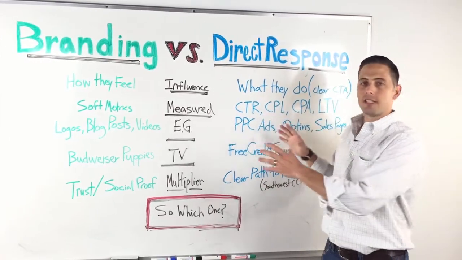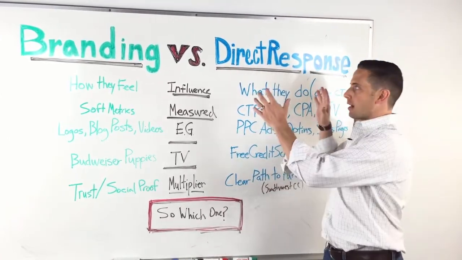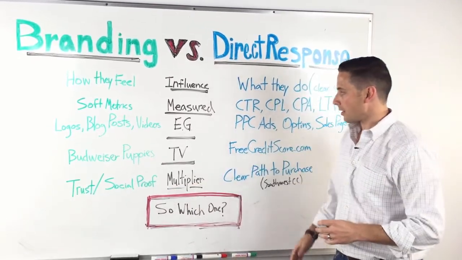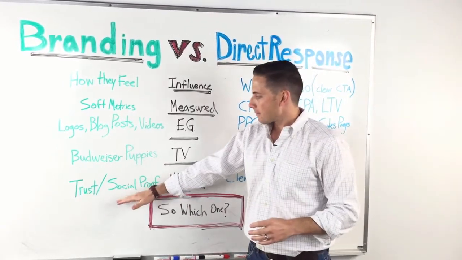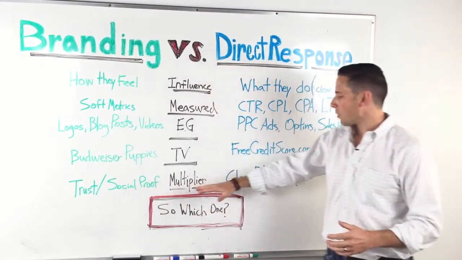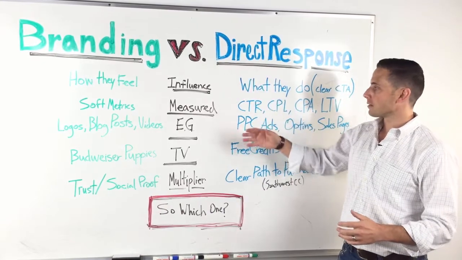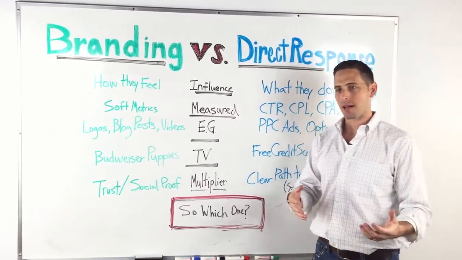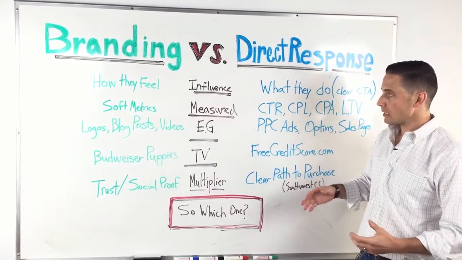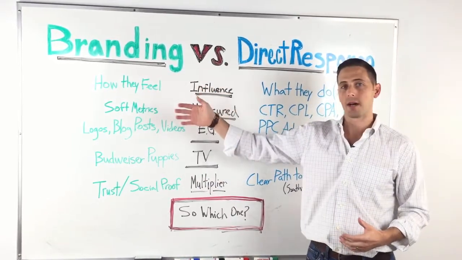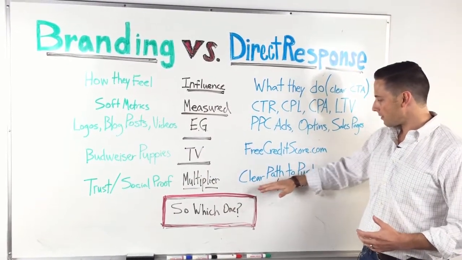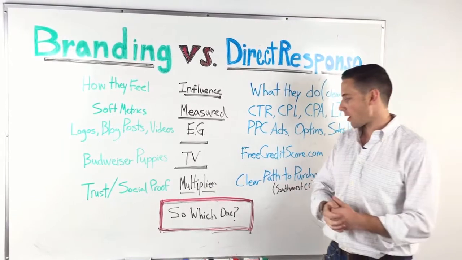Now, as much as these are very mutually exclusive activities, there is some crossover. So I put, there's a multiplier here. Branding, the whole purpose is to build trust and social proof, and that will have an influence on direct response. I mean, any good direct response copywriter is going to try to build all of these things into a good sales page. And if we've done a good job branding our company, a lot of this is already going to be done by the time we get over to giving somebody a clear path to purchase our product.